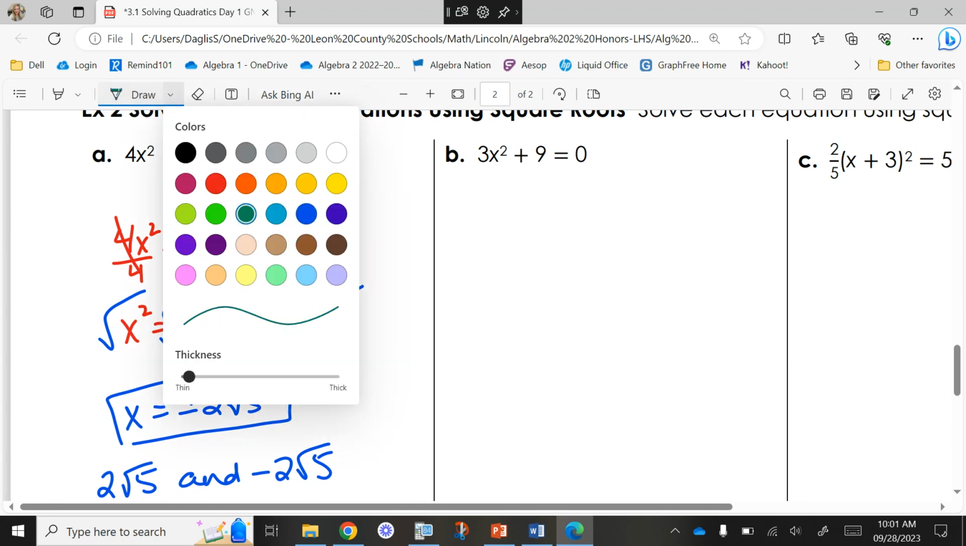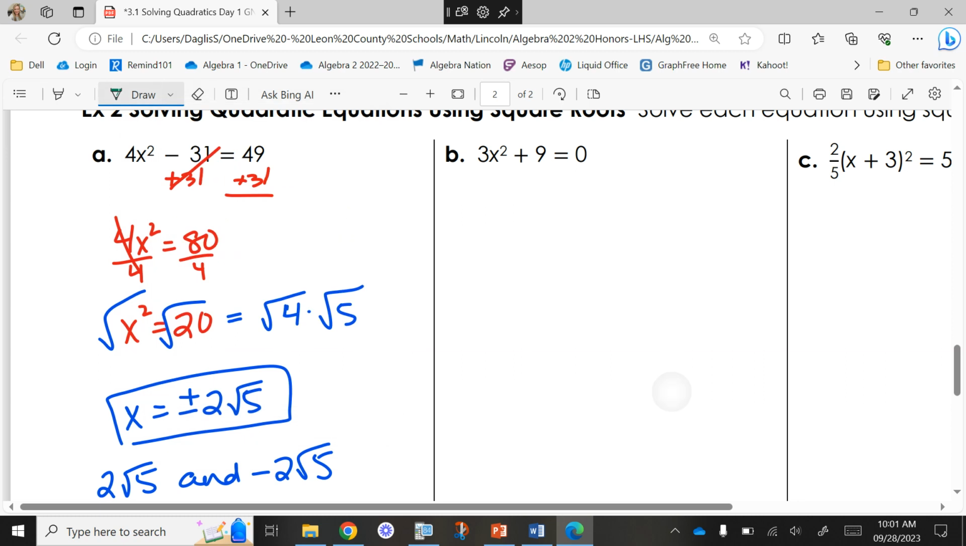All right, moving on to part B. Okay, before I can make any decision, x squared has to be by itself. So I'm going to subtract 9 first. So we get 3x squared is equal to -9.